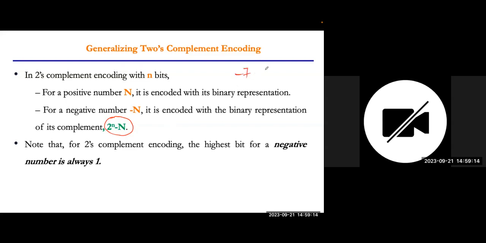Suppose minus 7 is there, how can you write it with 3 bits, 111? That means 2 to the power of 3, since 3 bits are used, minus the number 7. So it will give you the result 1. So the two's complement of minus 7 is 1, and that 1 is represented in 3 bits as 001. Note that for two's complement encoding, the highest bit of a negative number is always 1.